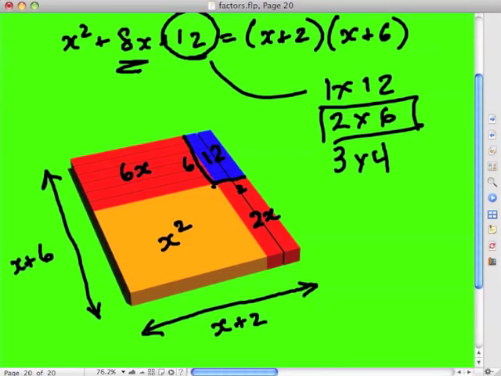So that's array thinking in terms of factorizations. It's very, very useful for just thinking in terms of numbers, but also extends into other areas of mathematics, in this case, factorizing quadratic equations.